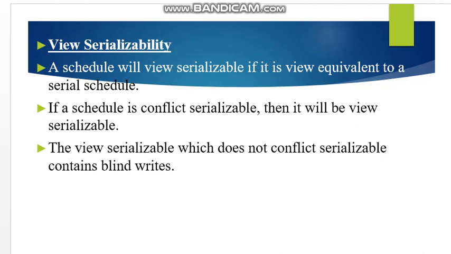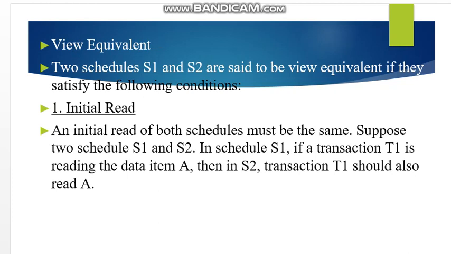The next topic is view serializable, and it is very simple. A schedule will be view serializable if it is view equivalent to a serial schedule. If a schedule is conflict serializable, then it will be view serializable. But if it is not conflict serializable, and if it has a blind write, then we will go for view serializable. Blind write means a write operation without any read. So how to check whether the schedules are view equivalent or not? Schedules S1 and S2 are said to be view equivalent if they satisfy the following conditions.